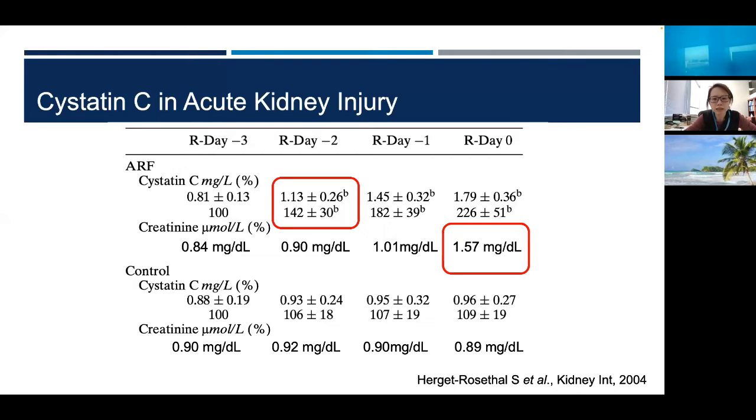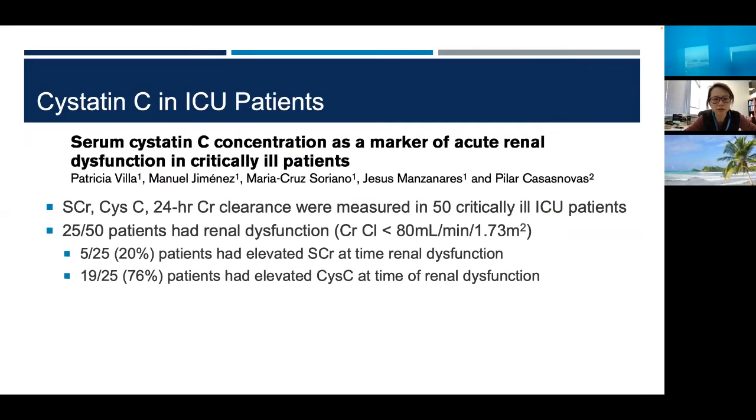So this is a study. Sorry, I was ahead of myself. This is a study that looked at cystatin C concentration as a marker for acute kidney injury in critically ill patients. It's published in Journal of Critical Care in 2005 by Bilal et al.